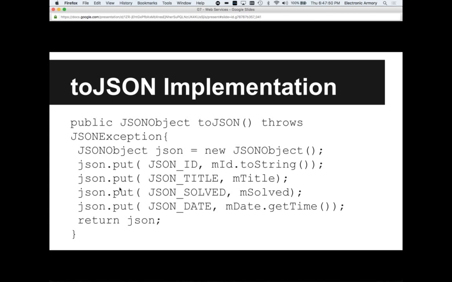And so we use a JSON ID, a title. This is for a crime. If you guys have the book, the Nerdy Ranch book, this is where this comes from. They do a crime thing, so this is where this is pulled from. But whether this crime is solved, that's a Boolean, and then the JSON date. So mdate.getTime returns a string, and we can put that in there. And then finally, we return the JSON object. This is just one example of how to do that.